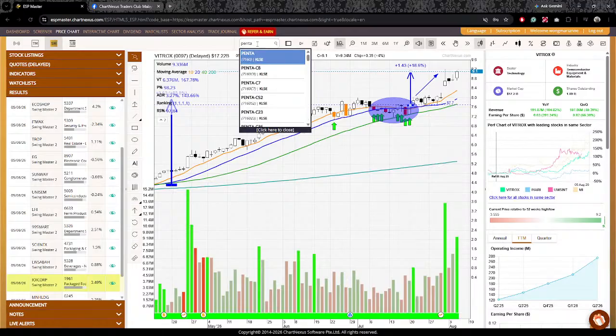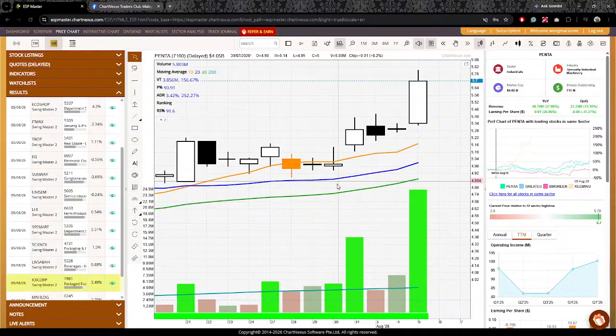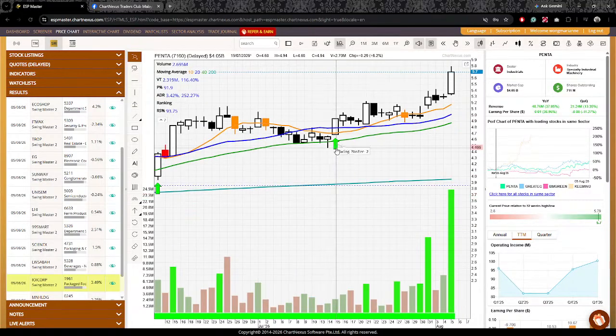Then Great Tech we saw just now. Penta also fantastic today. Can you see? The Penta signal was here. This is the Swing Master signal. Then you see it continue to go up higher and higher. This one here also very good. So Penta, I would plot here, also about 18%.